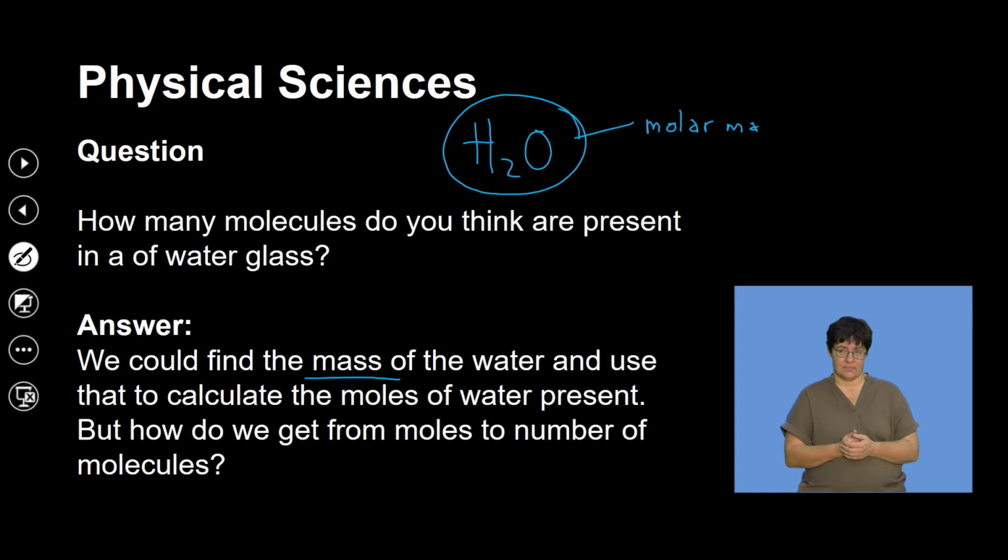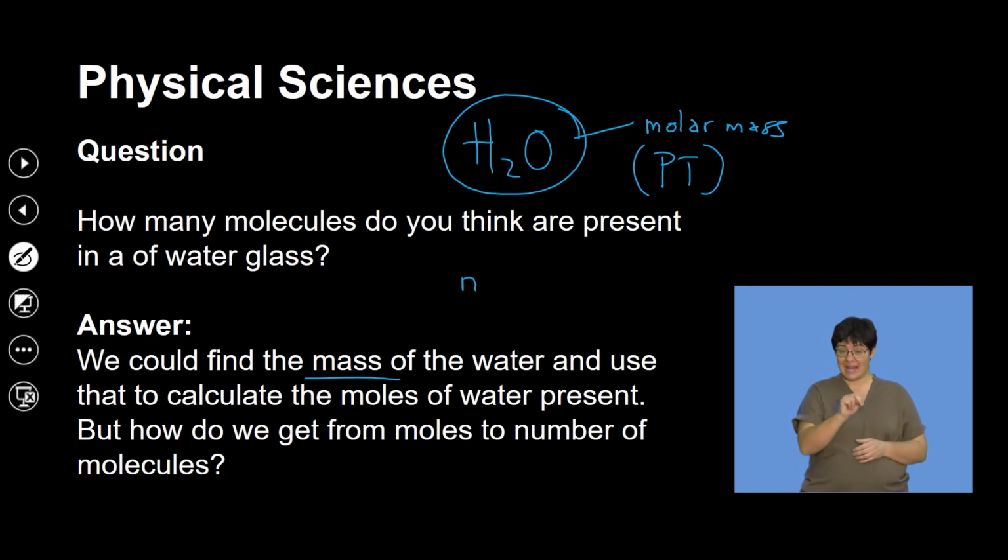Okay? We are able to determine the molar mass from the periodic table, which is 2 atoms of hydrogen and an atom of oxygen. They make up a molecule. Now we want to know how many of these are present in a glass full of water. So the mass, how is it important?